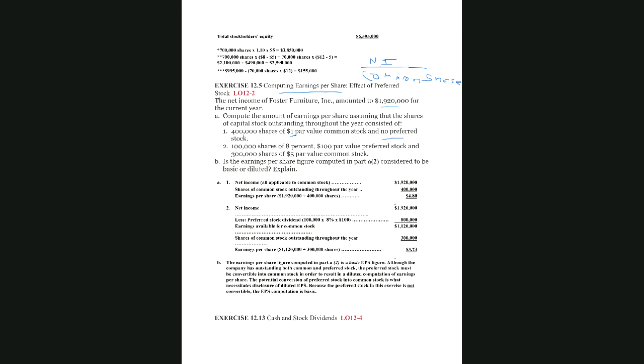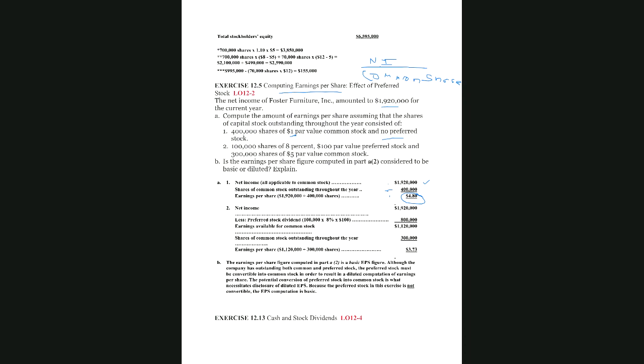So all we do, we take the net income figure, 1,900,000. This is simple earnings per share. We're going to divide by the number of common shares outstanding over the year, which is 400,000 shares. You have to be told that. So what is the simple earnings per share going to be? $4.80 per share. That's pretty simple. That's the basic formula. Now let's look at B.